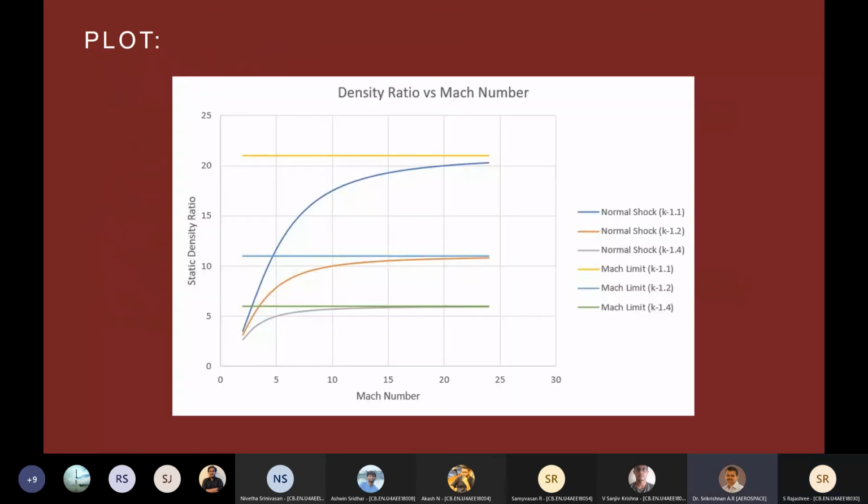What you said now, please explain. Okay. In this graph, if you observe, the convergence of the Mach limit and the normal shock relation happens at a much lower Mach number for higher values of gamma. So let's say take Mach number 20 for gamma values of 1.2 and 1.4. The convergence is much better, a pretty accurate value compared to the gamma value of 1.1. The values do not really converge.